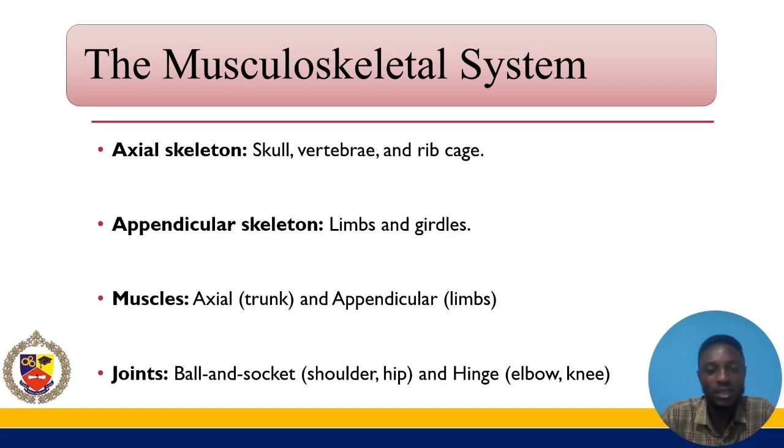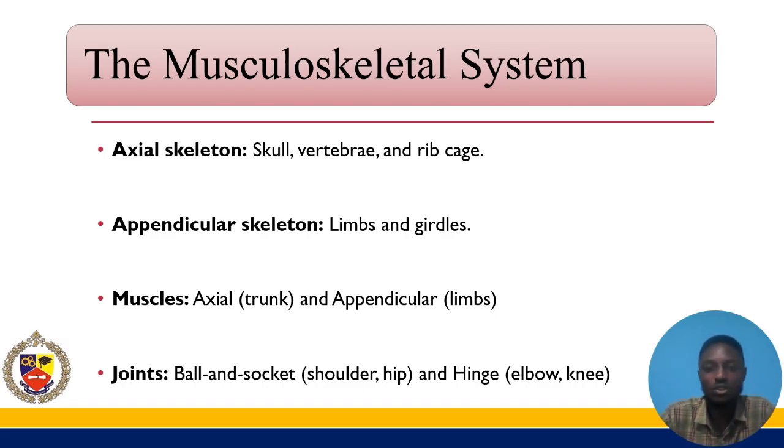So we have the appendicular skeleton, which includes the limbs and the girdles. I also have the muscles. So before I proceed, the limbs are the ones that help with mobility. The limbs include the forearm, the arm, the thigh, and the legs. It also includes the wrist, right, and the different phalanges, carpals, and metacarpals that we have.